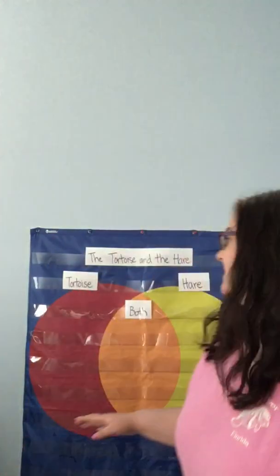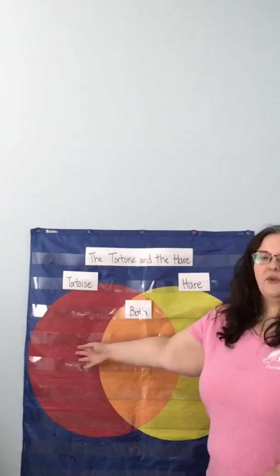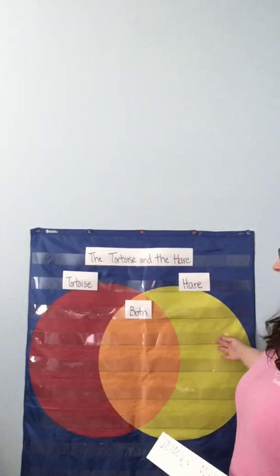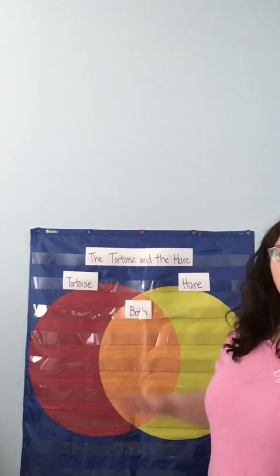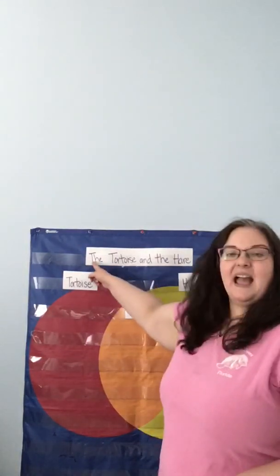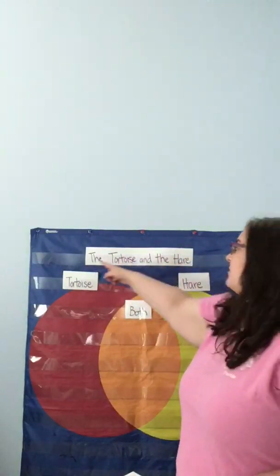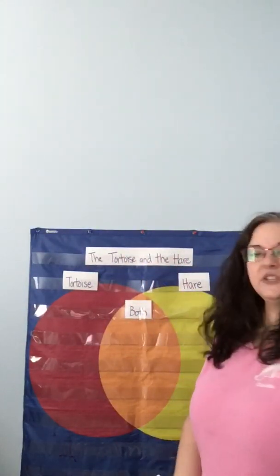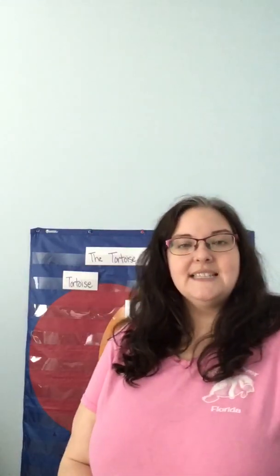Behind me on my wall, I have a pocket chart with special circles on it called a Venn diagram. I have a red circle, a yellow circle, and in the middle an orange, almost a circle, more like an oval. At the top, I have the title of our story, The Tortoise and the Hare. What we're going to do is say how the characters were the same and how they were different. So we first have to know our characters.